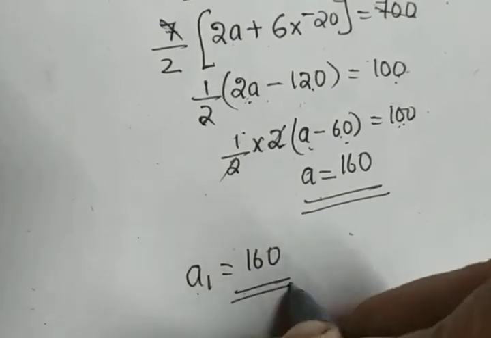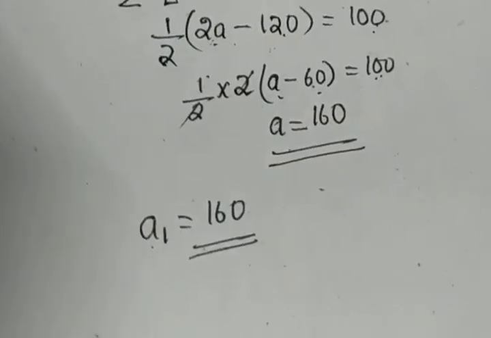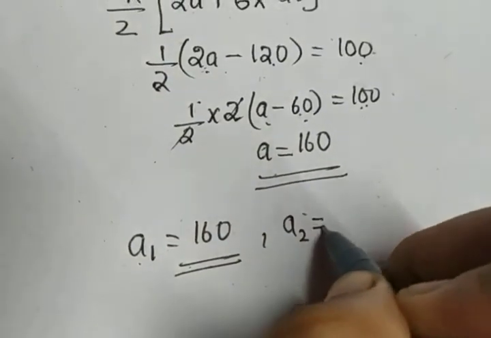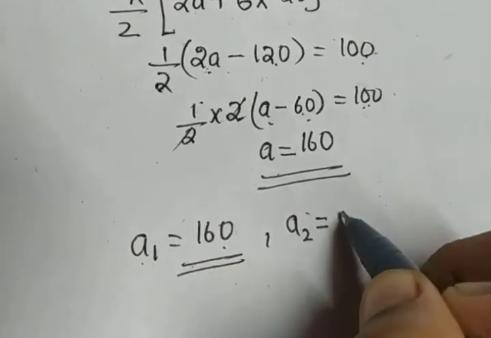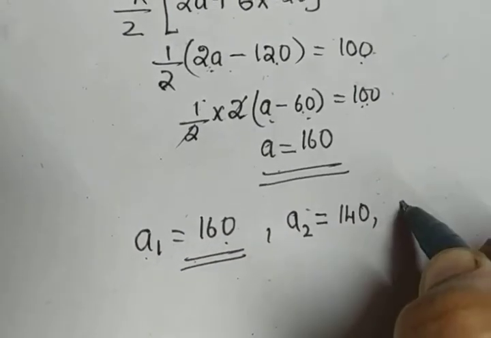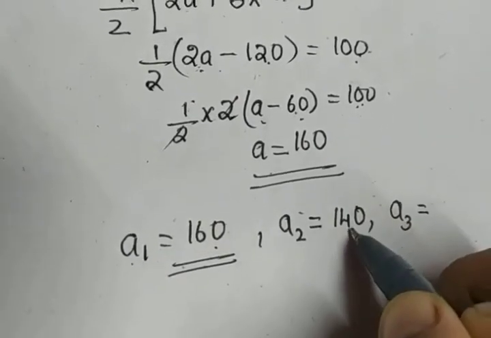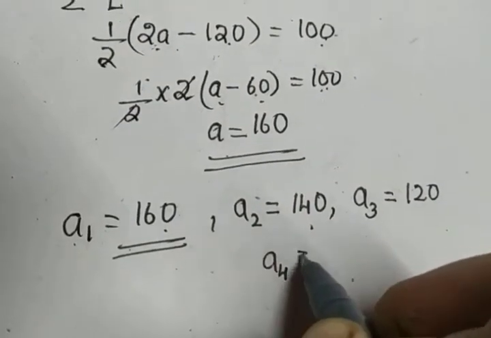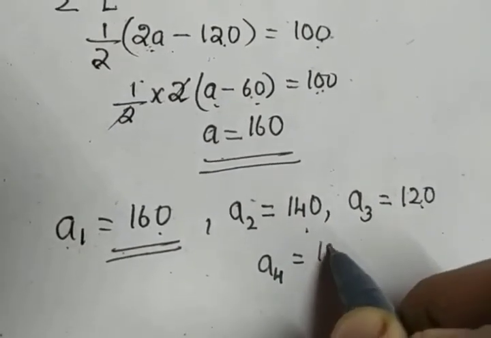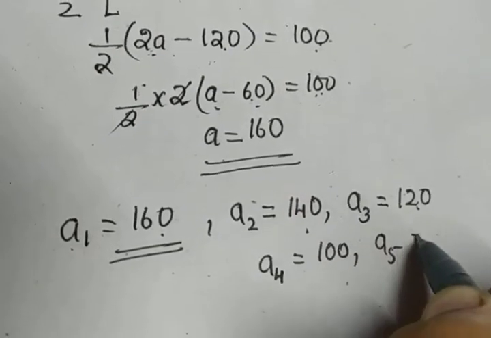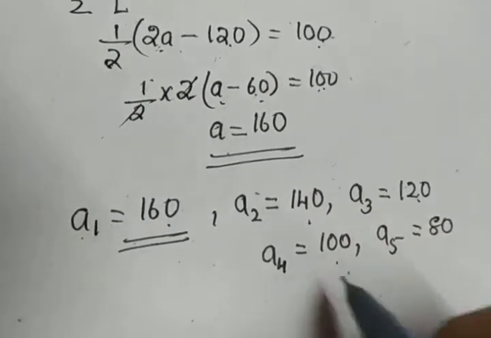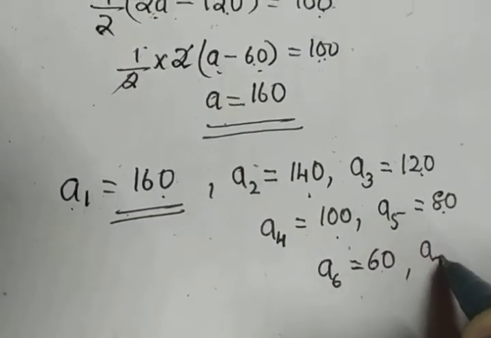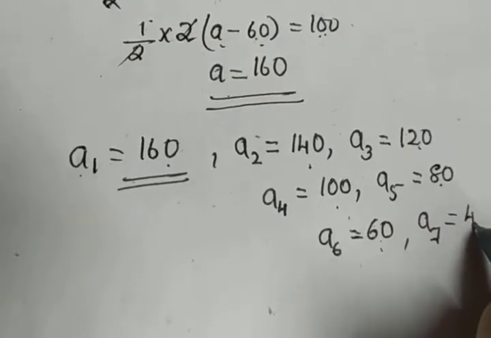So the first prize cash amount is 160 rupees. The second prize cash amount differs by 20 rupees. Then can you say what is a2? a2 will be 20 rupees less than 160. That means 140. Okay, what is a3? a3 will be 20 rupees less than the second prize, that is 120. What will be a4? a4 will be 20 rupees less than a3, which is 100. a5 will be 20 rupees less than 100, which is 80. a6 will be 20 rupees less than 80, which is 60. And a7 will be 20 rupees less than 60, which is 40.